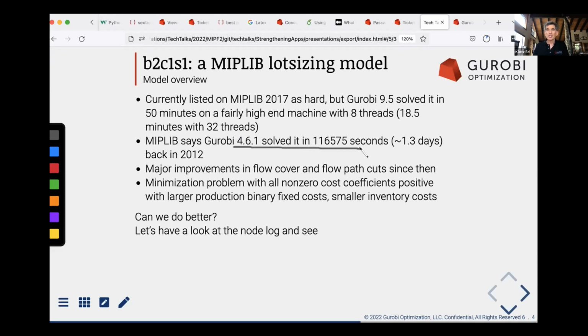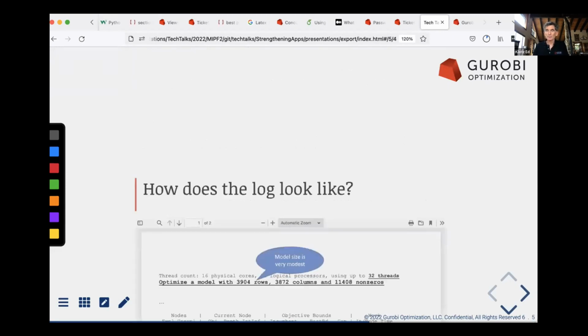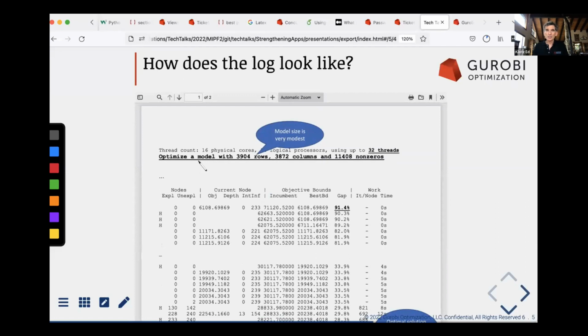The MIP site says that it took 1.3 days to solve with Gurobi 4.6. It did not say the machine on which it was run. So some of the gains may have come from the fact that we ran our recent test on a faster machine. I'm not going to dig into the node log in detail. Richard already did a great job of that.